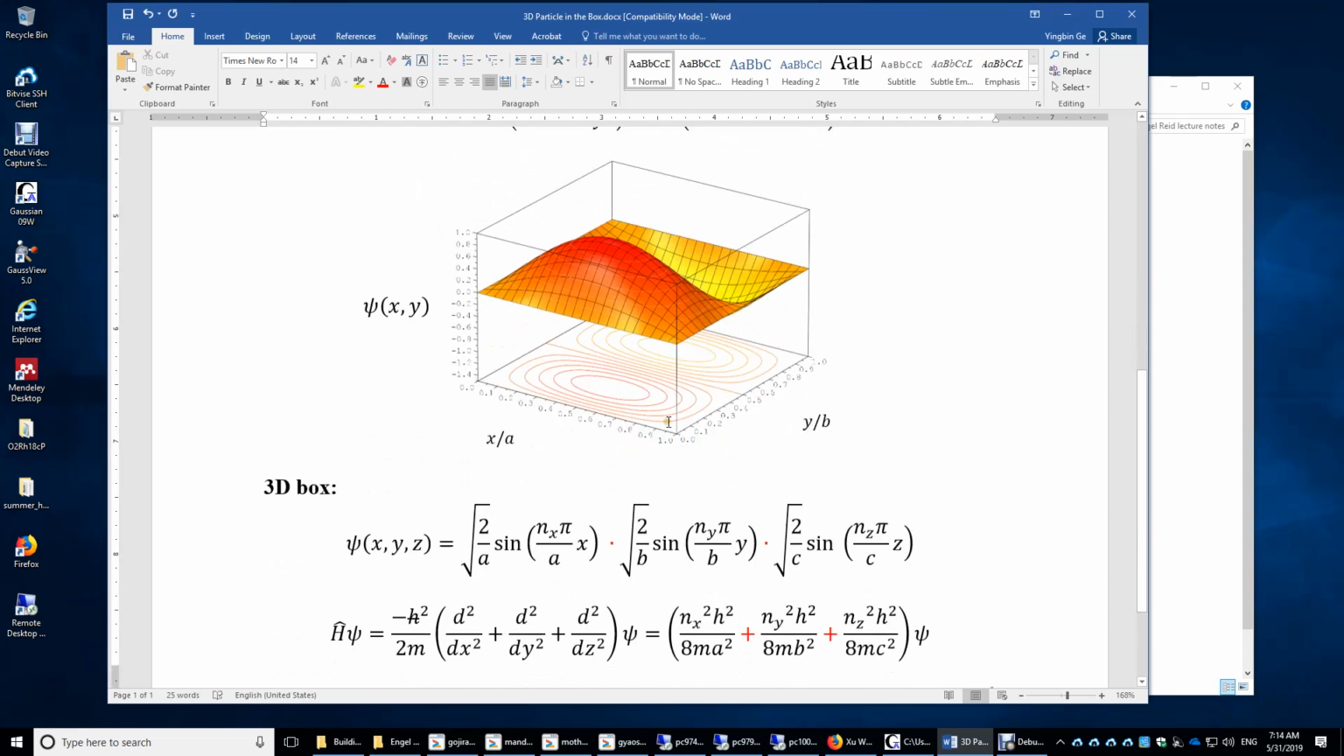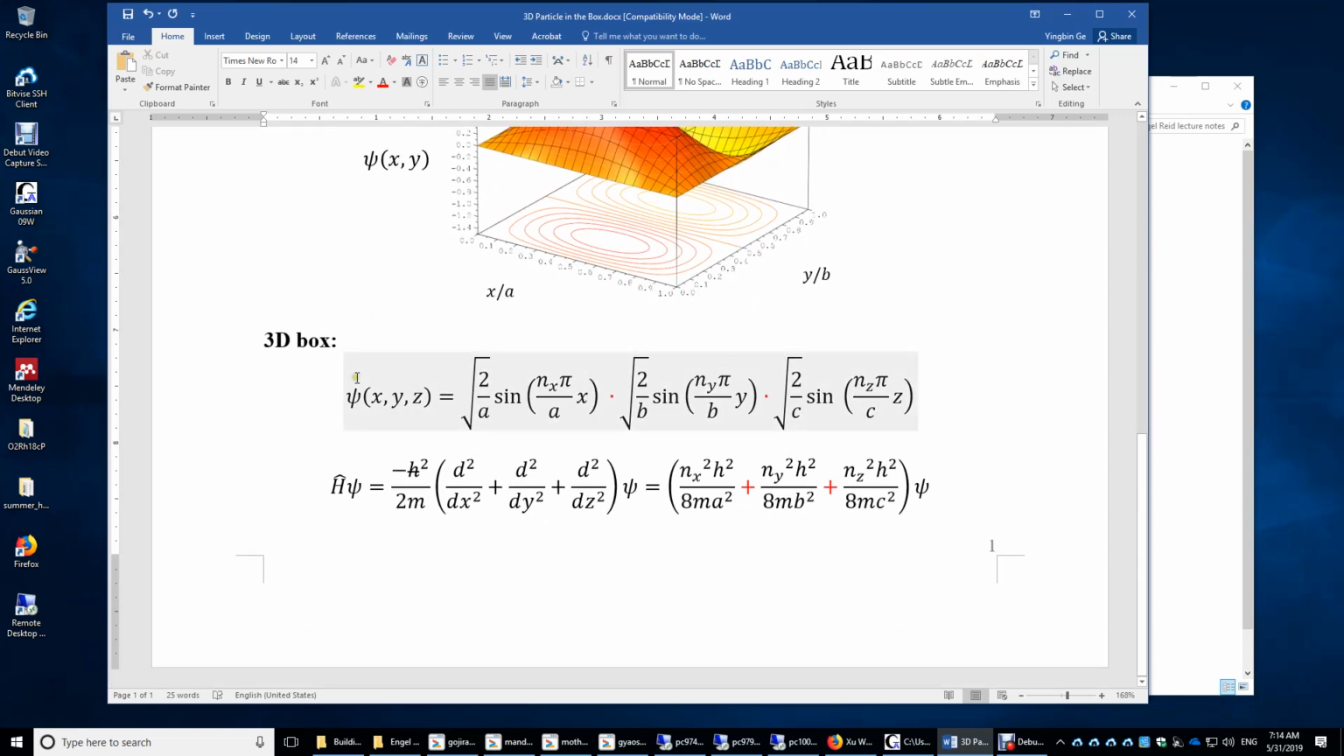How about the three-dimensional particle in the box? It's very simple. Again, you do the multiplication of the particle in one dimension. So in the x dimension, in the y dimension, in the z dimension, you just multiply the three wave functions together. Again, this is because the position and motion of the particle in the x direction is independent of the y direction or z direction. And then the total energy of the particle in the three-dimensional box is the sum of the energy of the particle in the x direction, y direction, and z direction.